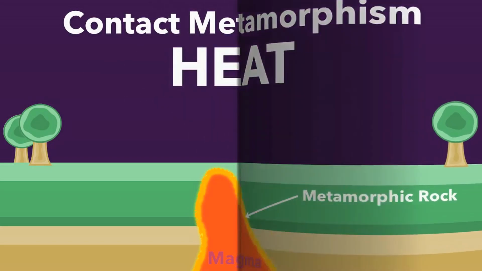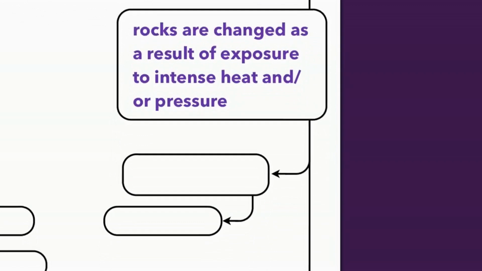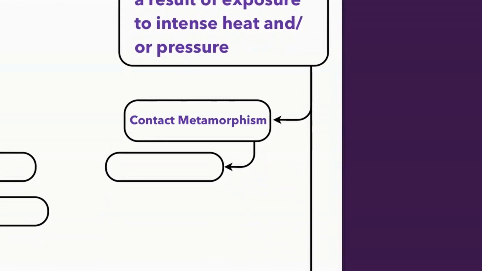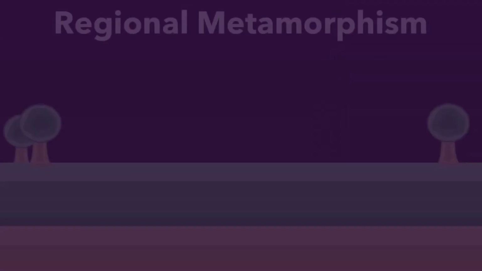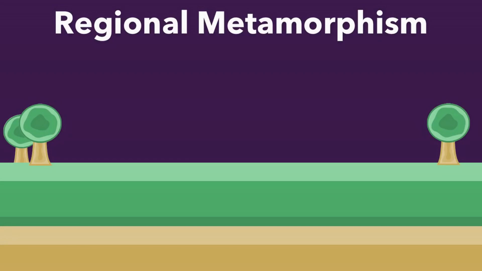Let's fill this in on our flowchart. Okay, so the first type is contact metamorphism, and this is caused by contact with heat. Whenever a rock comes into contact with magma or lava, it is burned or metamorphosized by that heat. But let's talk about the second type, regional metamorphism. Now this one is going to be more from pressure.